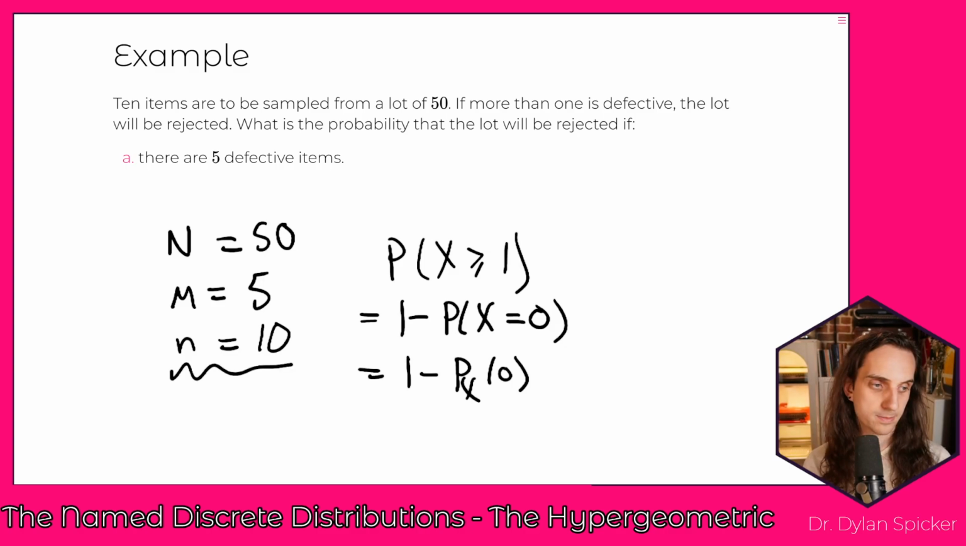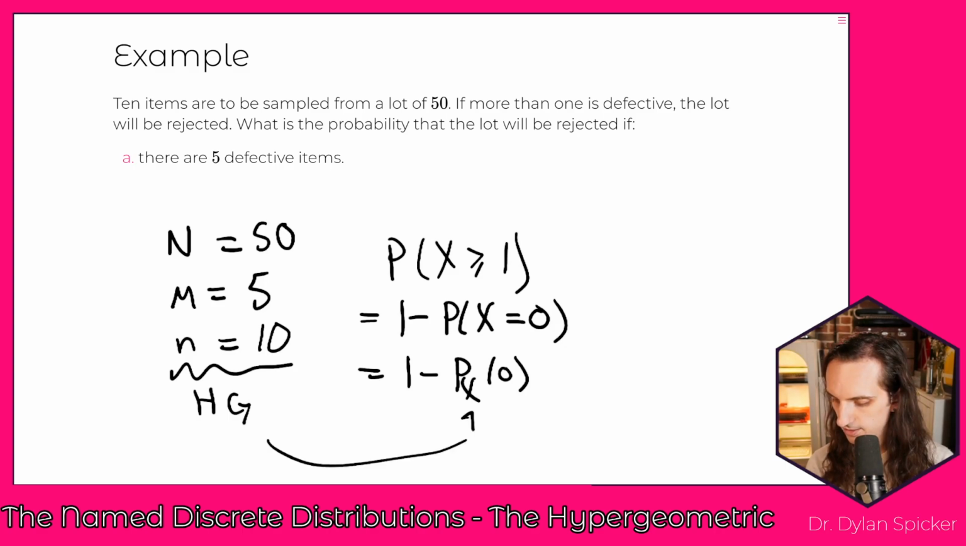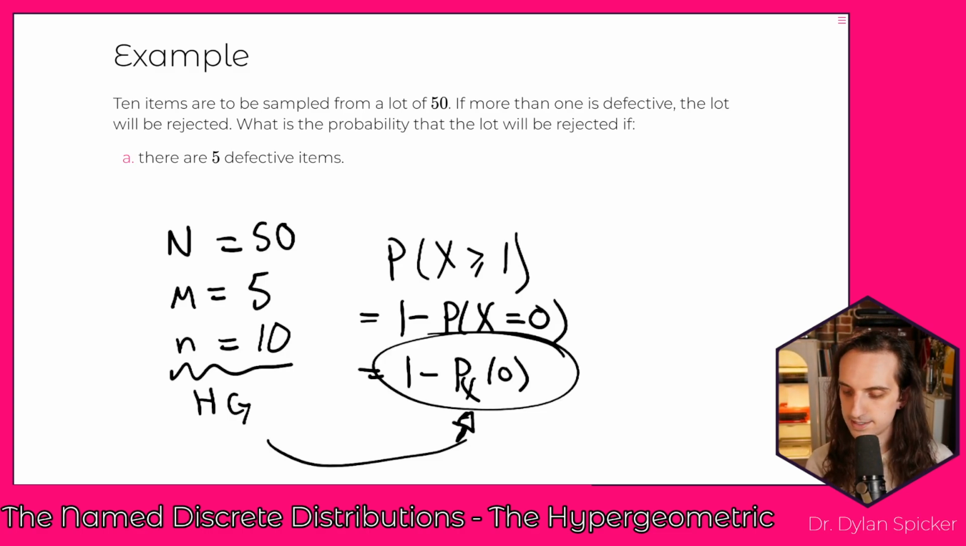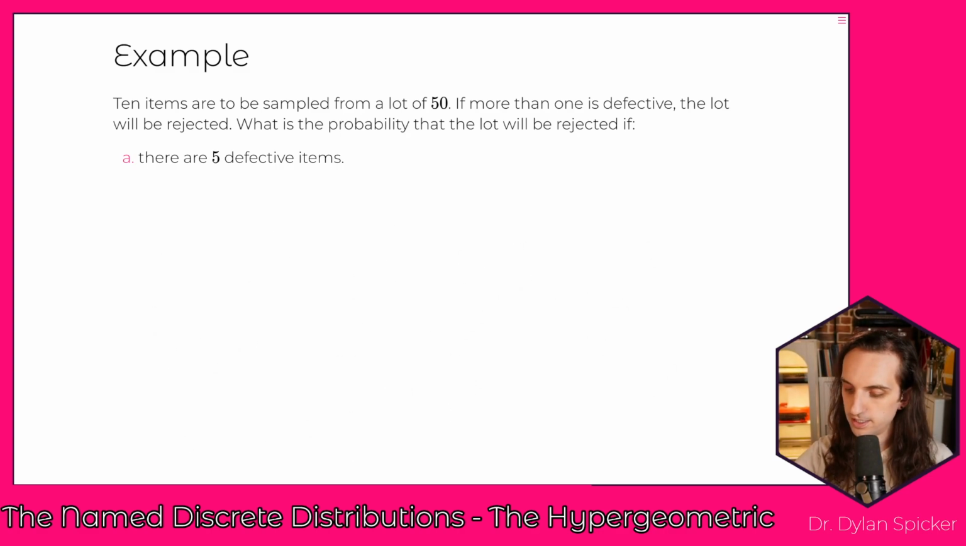Because we know that this is going to be hypergeometric over here, right? We know the probability mass function for our hypergeometric, and so we can plug in our parameter values, right? And then calculate out 1 minus the PMF with 0 plugged in. So we can walk through this calculation here, okay?